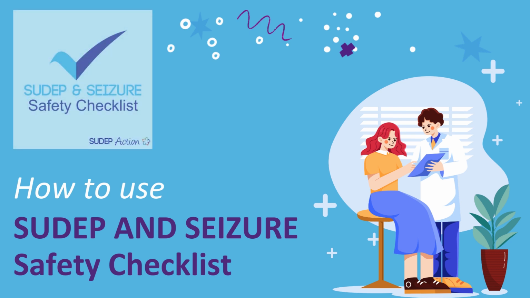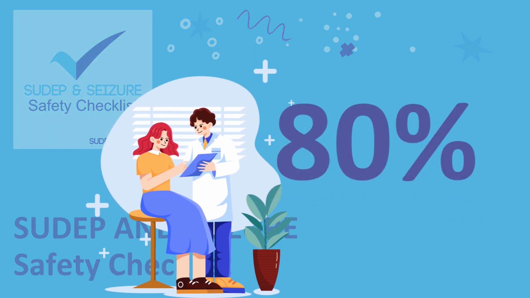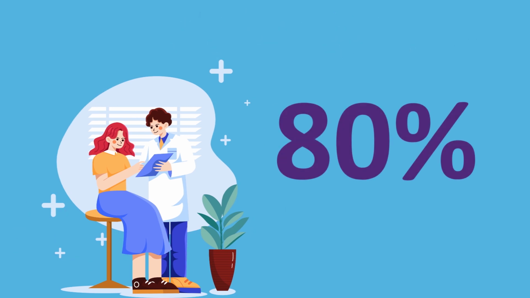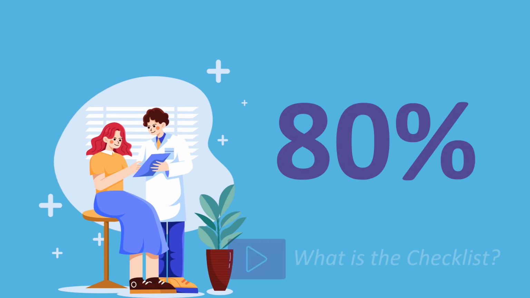The SUDEP and Seizure Safety Checklist is a tool for any health professional who sees people with epilepsy to support them in having conversations with their patients about the risks linked to SUDEP and other forms of epilepsy deaths. Up to 80% of epilepsy-related deaths are thought to be preventable, with patients and their families knowing about the risks linked to the condition being an important step to improve safety and avoid deaths.